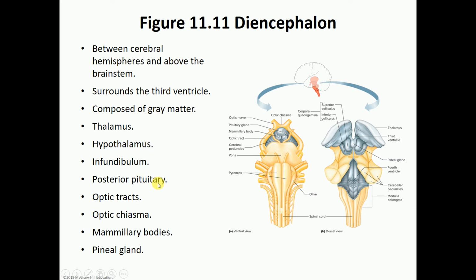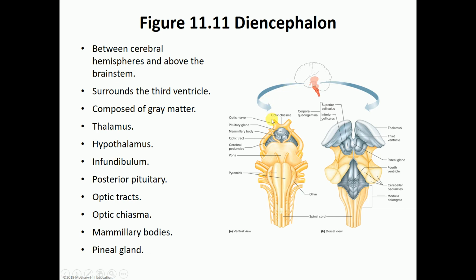And when we talk in the endocrine system, we'll find out that the hypothalamus makes hormones. Some of its hormones are stored in the posterior pituitary and then released from there. In order for these hormones to go from the hypothalamus to be stored in the posterior pituitary, they would go through the infundibulum. So it's kind of like a little stem or tube connecting these two structures together.